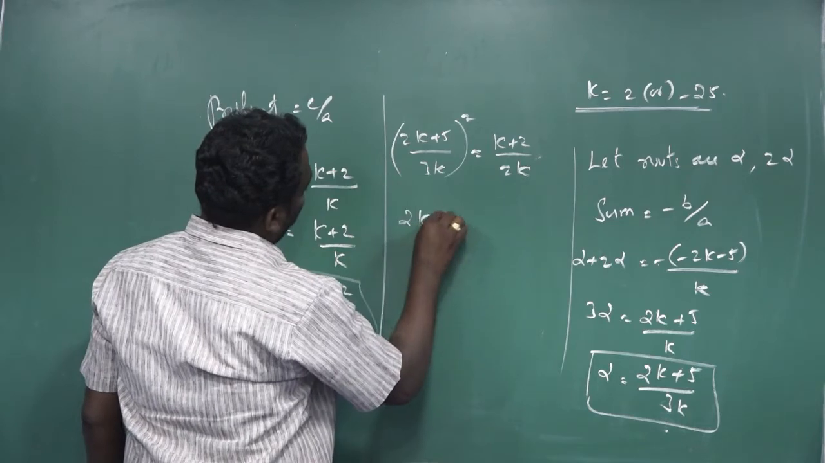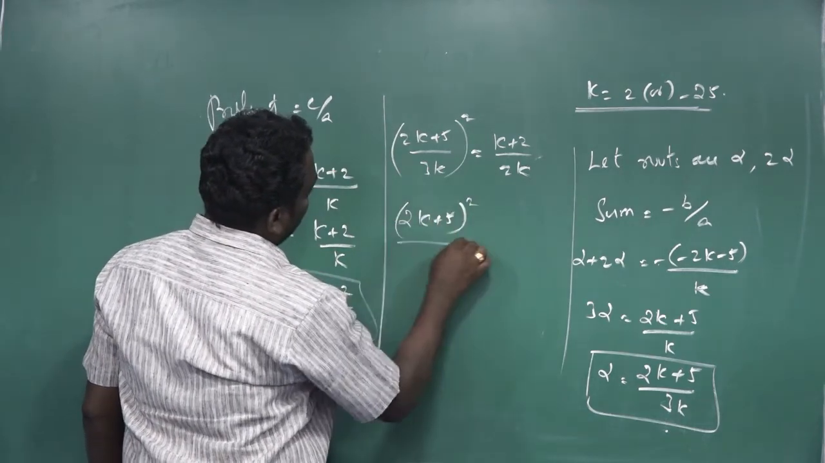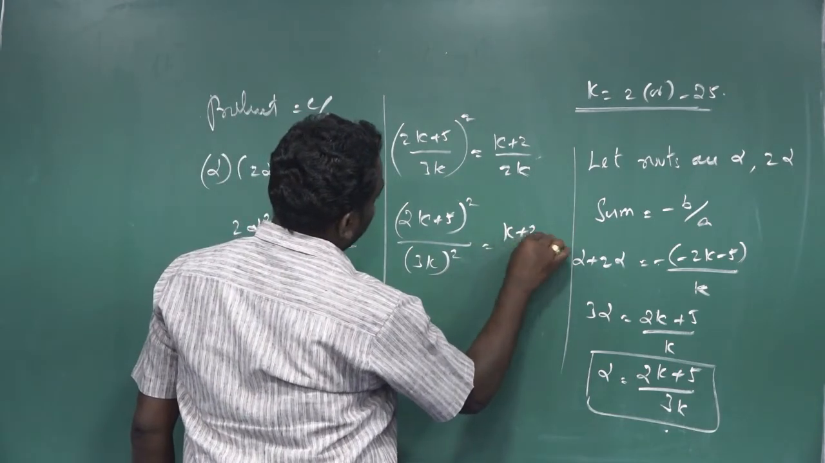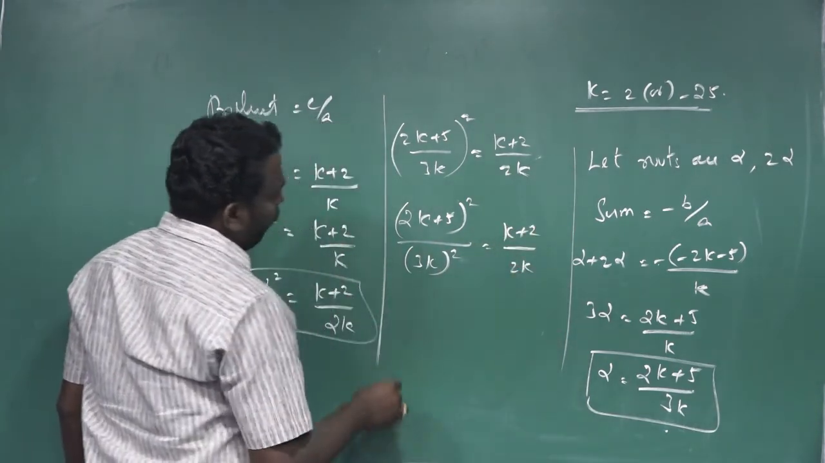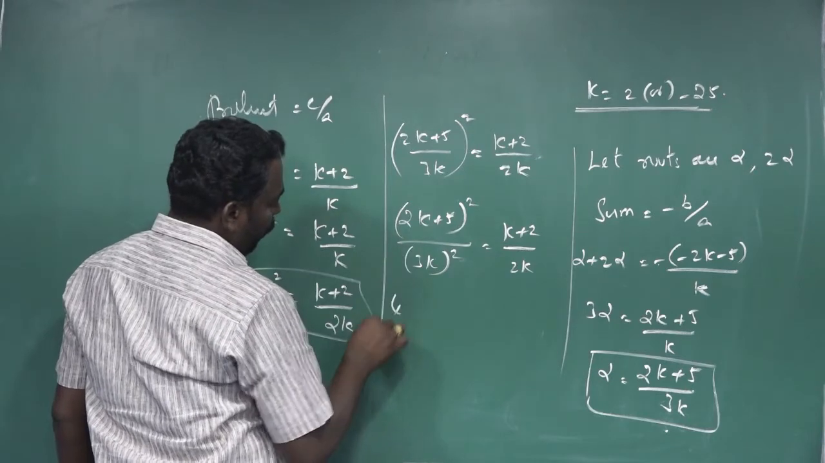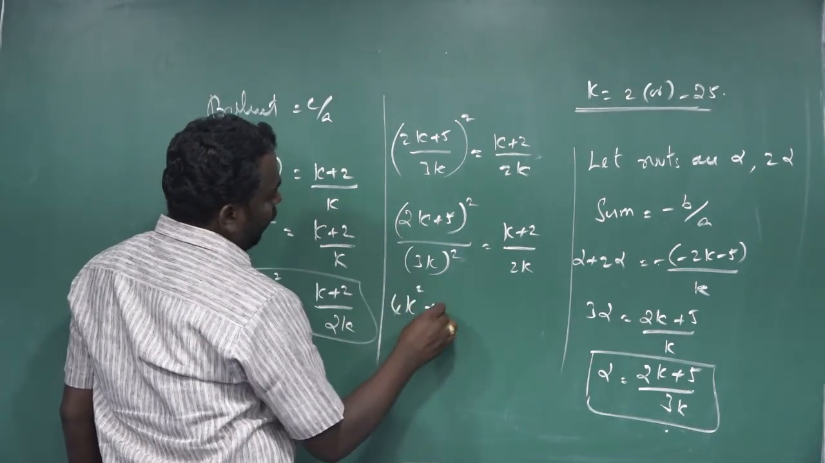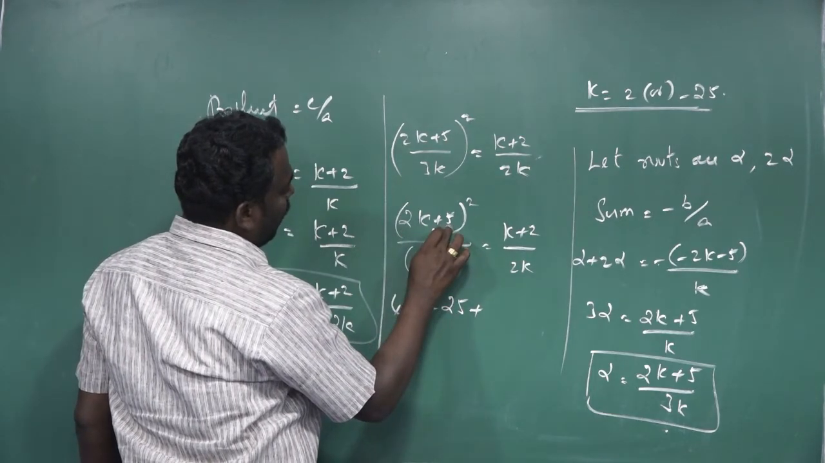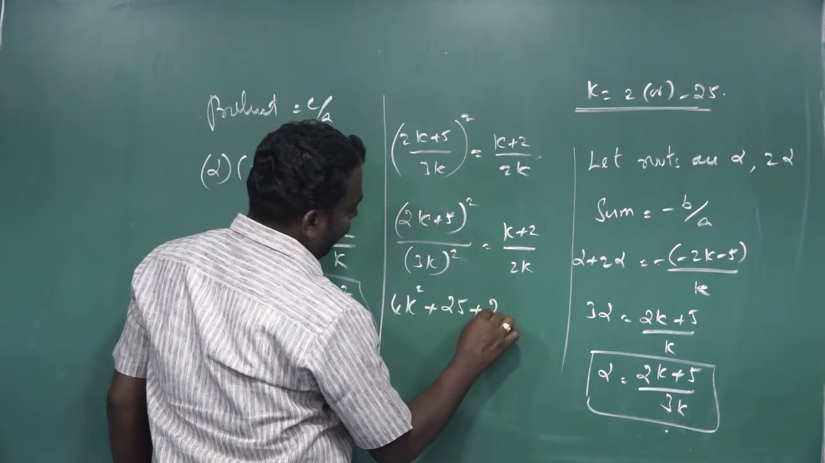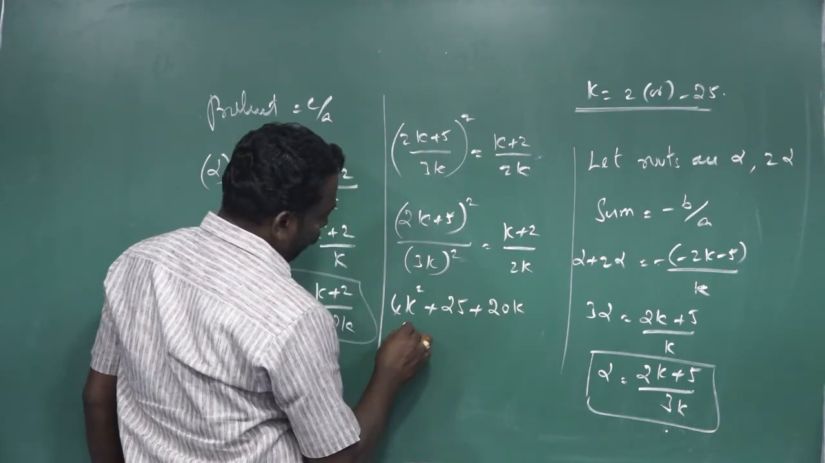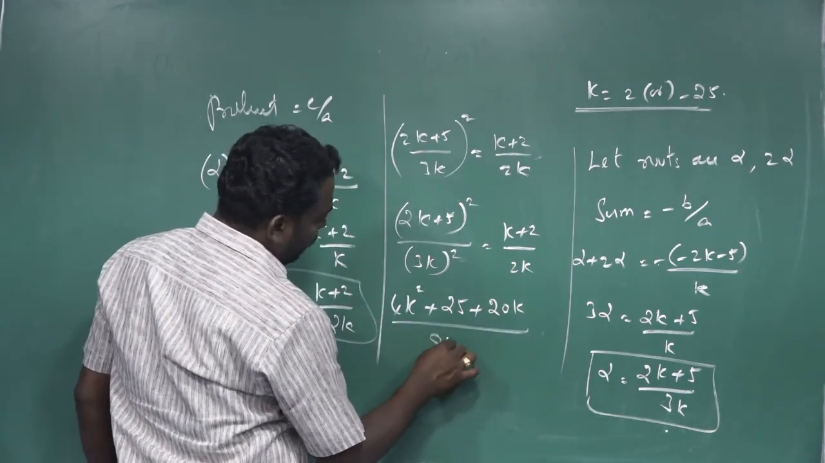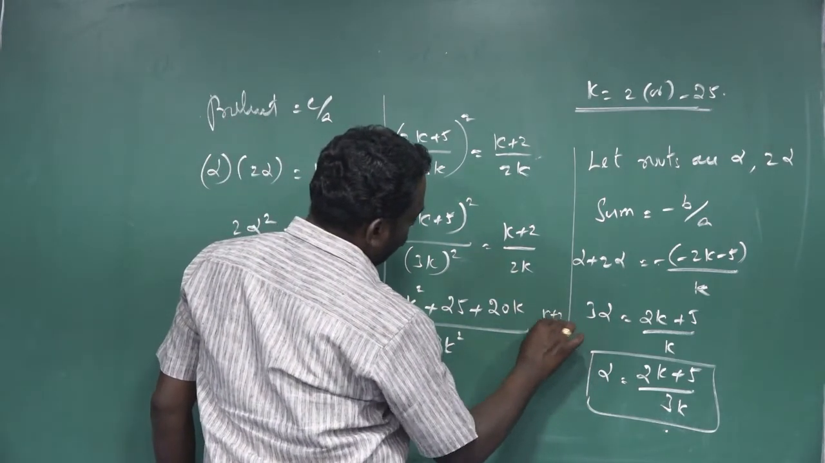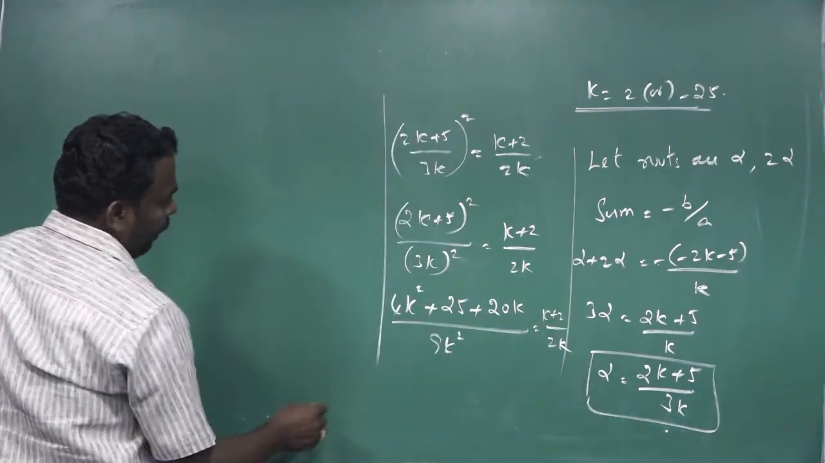2 it is k plus 5 whole square by 3 k whole square, that is equal to k plus 2 by 2k. Now applying the (a plus b) whole square formula: 4 k square plus 5 fives are 25, plus 2 into 5 is 10, again multiply by 2, it is 20 k, then by 9 k square, that is equal to k plus 2 by 2k.